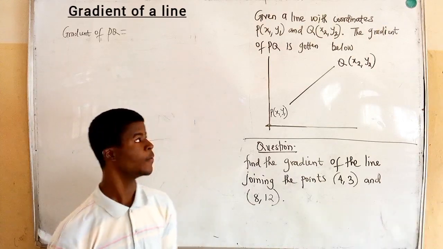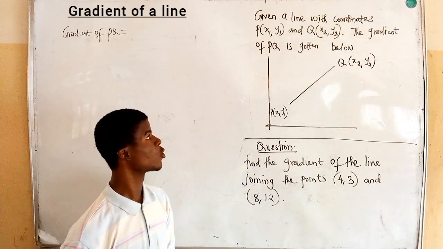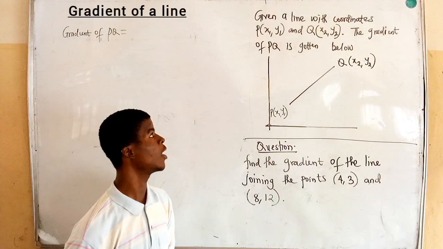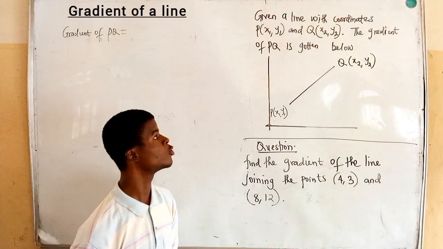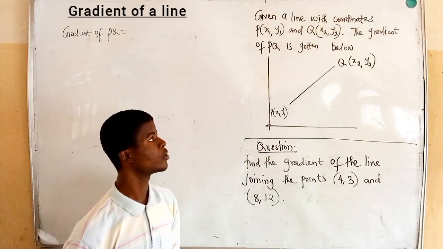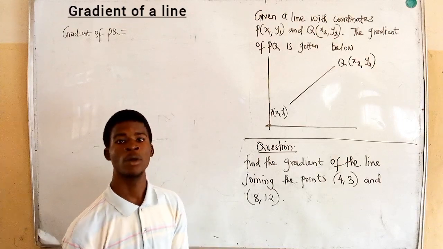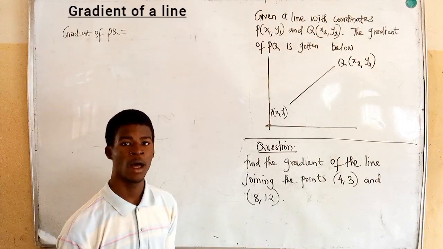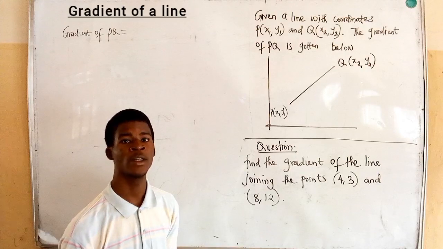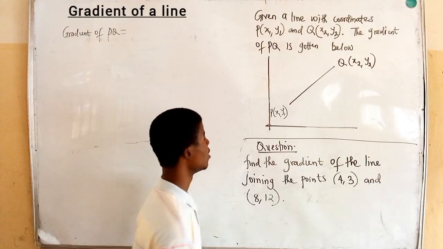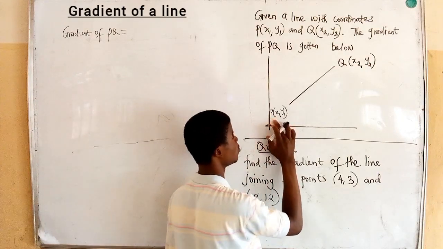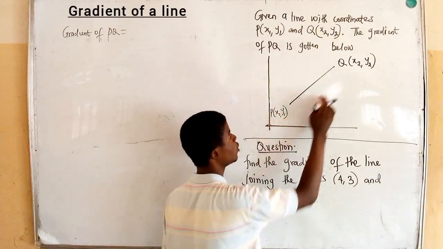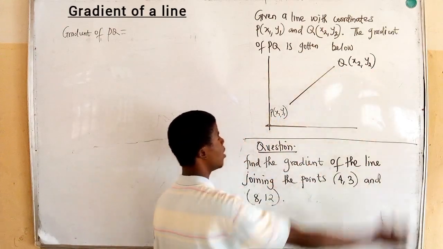Gradient of a straight line. Given a line with coordinates P(x1, y1) and Q(x2, y2), the gradient of the line PQ is gotten below. So just watch till the end and see how we're going to calculate the gradient of a straight line. This is at the point P with coordinates x1, y1 and Q with coordinates x2, y2.